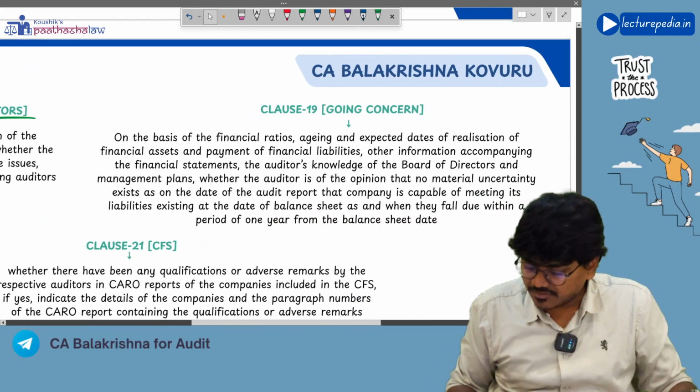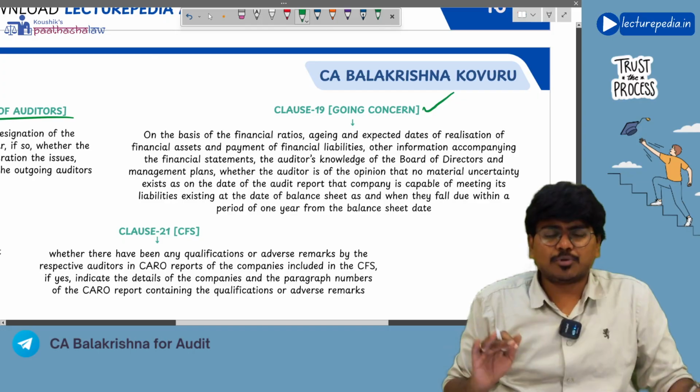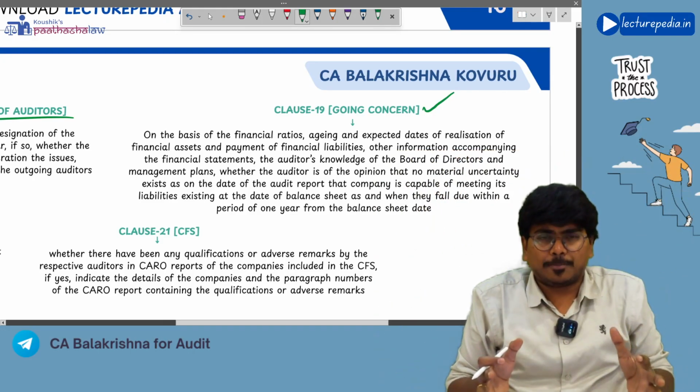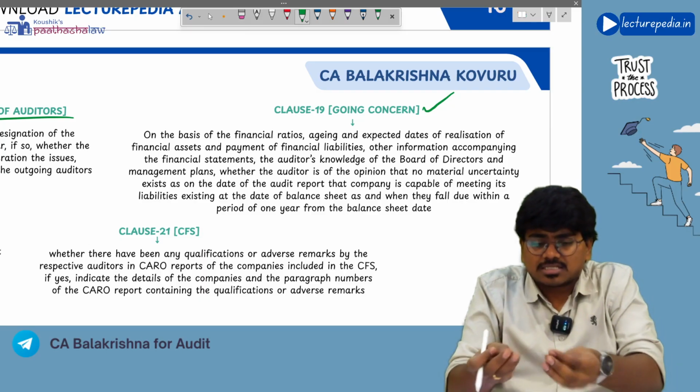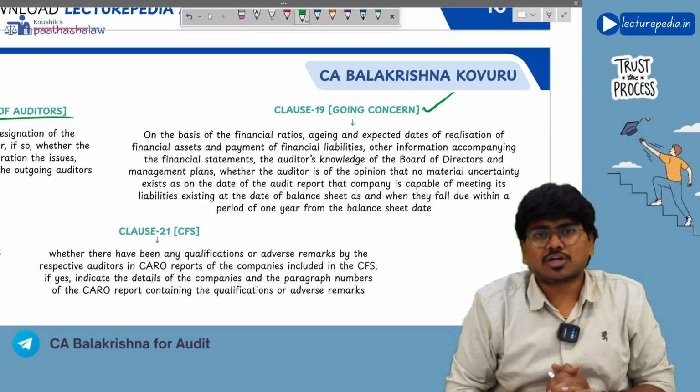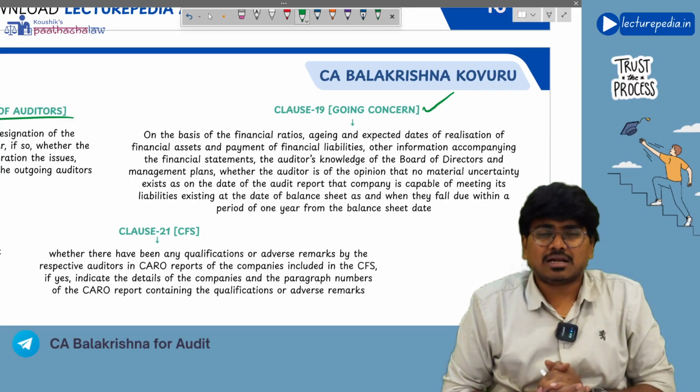Next, clause number 19, which is related to going concern. Simple. Based on all the information that I have obtained and based on my audit, whether I feel that this company is a going concern or not, the auditor will report in clause number 19.